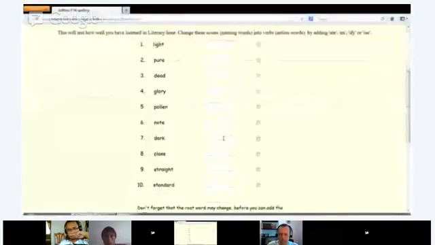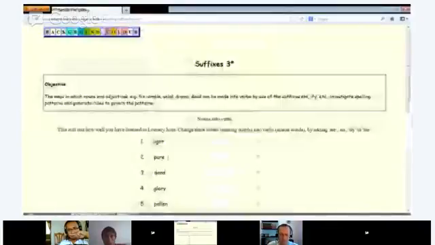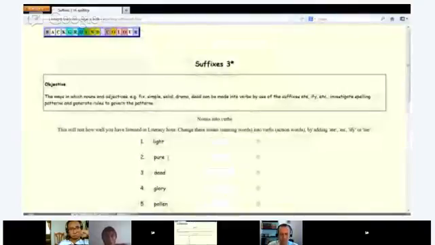Now, one thing about suffixes that I want to let you guys know about is that by adding a suffix to a noun, you can change nouns into verbs. Okay, and these are four of the ways you can do it.